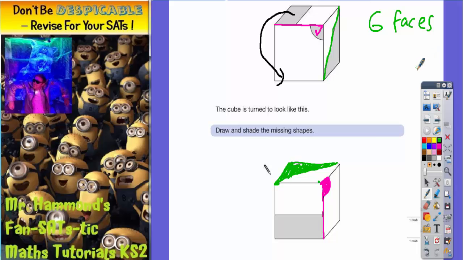With that question, some of you may find it difficult, but you've just got to try and visualize how the cube is rotated and where the shapes are going to be on the rotated cube. Hope that helps.